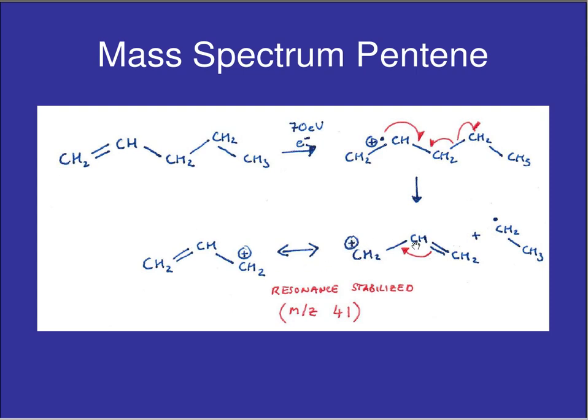The positive charge is spread out through both ends of the molecule, and there are 2 resonance forms we can draw, and that's why this is formed as well. So it is resonance stabilized and it has M over Z of 41. So this explains how we can see M over Z of 41 in the mass spectrum.